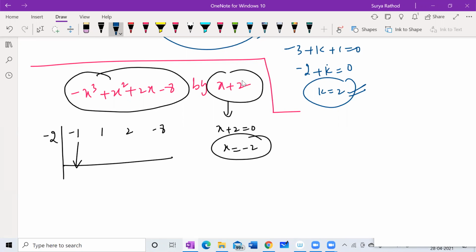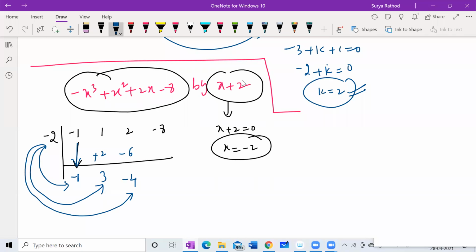See, minus 1 as it is, I write here. Minus 2 into minus 1 is plus 2. Again 2 plus 1 is 3. Again minus 2 into 3, how much? Minus 6. Minus 6 plus 2 gives me minus 4. Again minus 4 into minus 2 is plus 8. Plus 8 minus 8 is 0. This is my remainder, so I can say that x plus 2 is a factor of this polynomial.